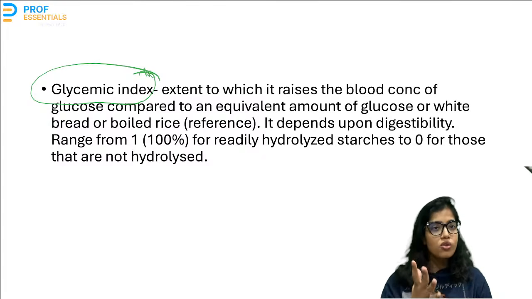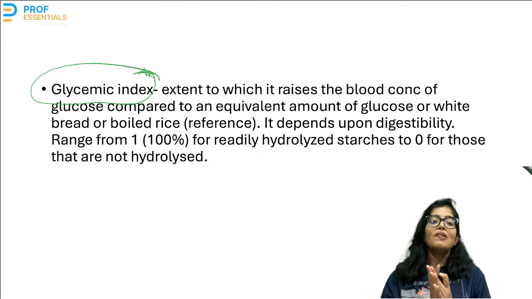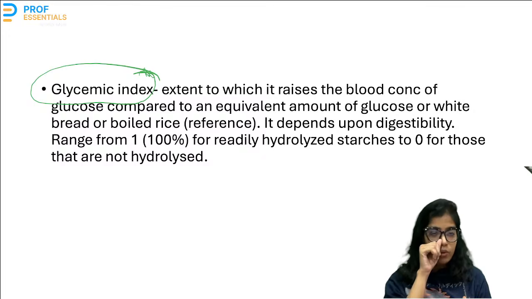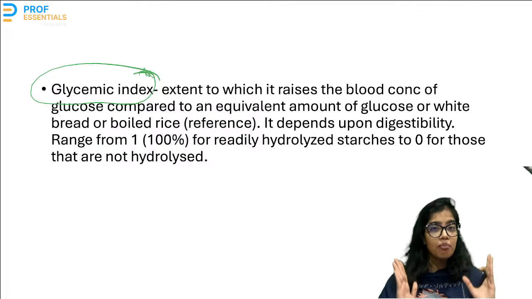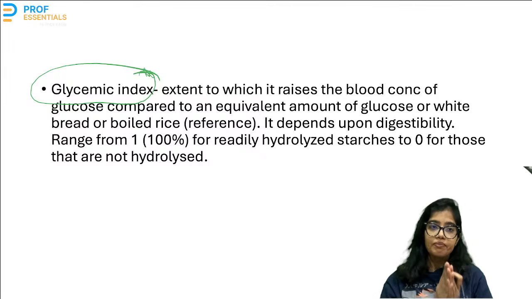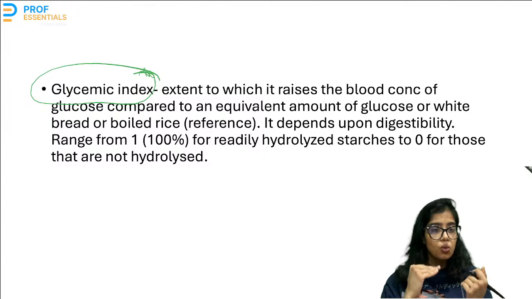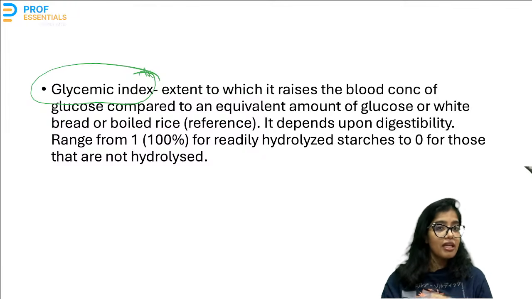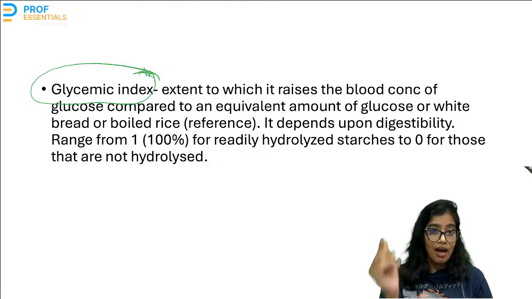So suppose you are having a cooked meal of potato. Now that cooked potato, it is very easy to digest. Amylase will act on it and it is going to quickly break it down and the blood sugar will rise very quickly. It will shoot up. So if the blood sugar rises very quickly compared to when you are taking a glucose meal, then the glycemic index of that meal is going to be very high.